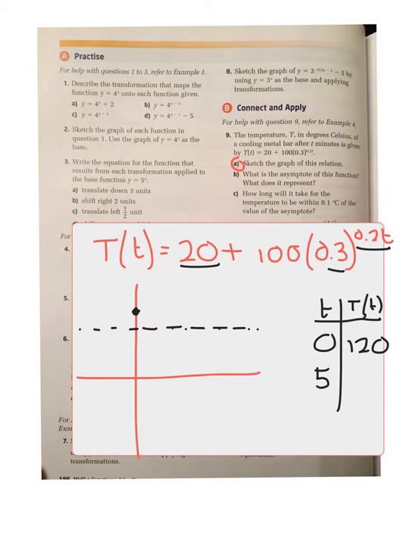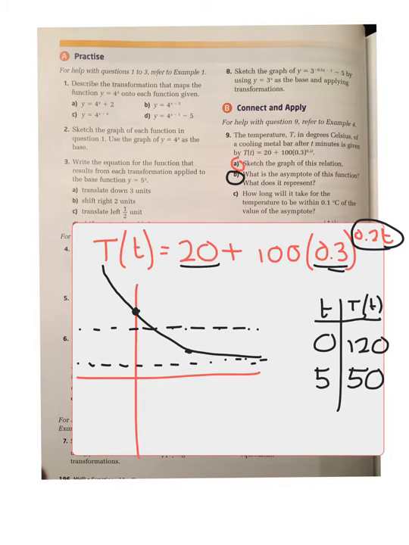When t is 5, 5 times 0.2 is 1. 0.3 to the 1 is 0.3, and 100 times 0.3 is 30. 30 plus 20 is 50. And 50 is going to be about here, and of course the mistake I've made is the asymptote's completely messed up, because it's going to go through 20, which is down here. So my apologies for that. This graph will come down like this, and asymptote like that. And of course that's a decay graph, and we know it's decayed because 0.3 is less than 1.